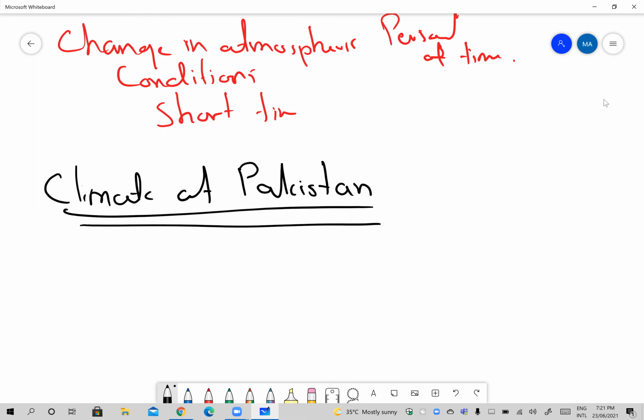If you go to the northern mountains, you might experience extreme winters because of the weather conditions. And if you travel towards the southern areas, for example Karachi, Hyderabad, you'll experience warmer weather conditions. But in the central regions, for example Islamabad, Lahore, the weather is moderate, not very hot, not very cold. So the general term we use to describe the climatic conditions of Pakistan is a very moderate climate.